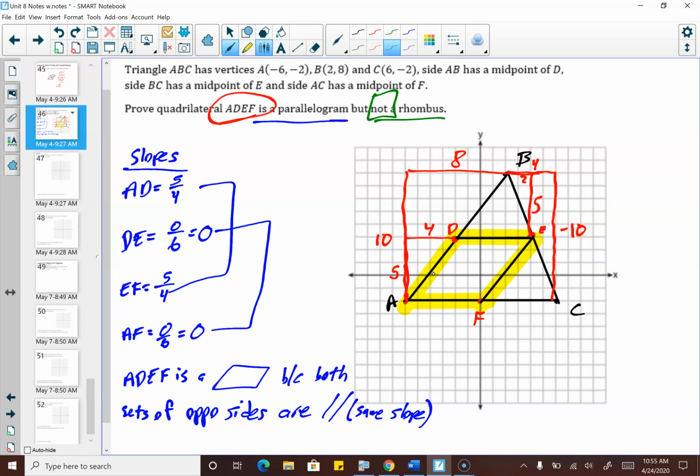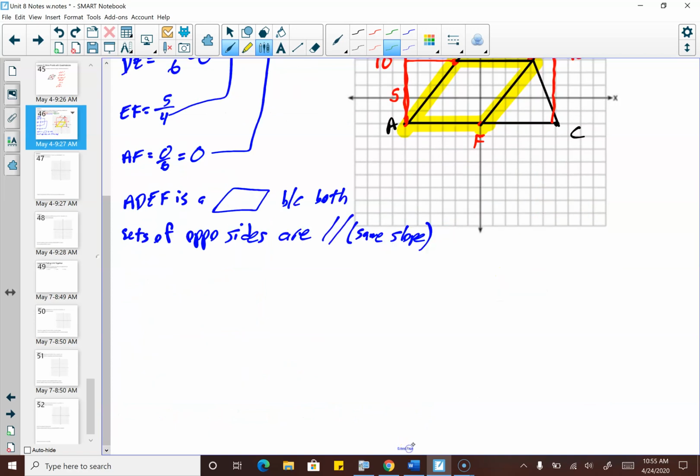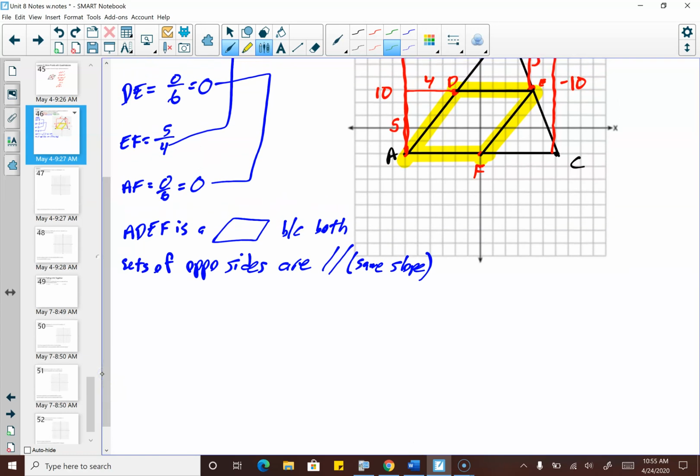You could also take one of the other properties, such as the diagonals are perpendicular, so you could find the slope of DF and the slope of AE, and show that they are not negative reciprocals of each other. I'm going to take the one that is probably most used, just so that it stays a little consistent for everybody. So for my distance, I'm going to take sides AD and AF. Now AF is nice and easy. Horizontal lines, you just have to count the boxes. So AF has a length of 6.